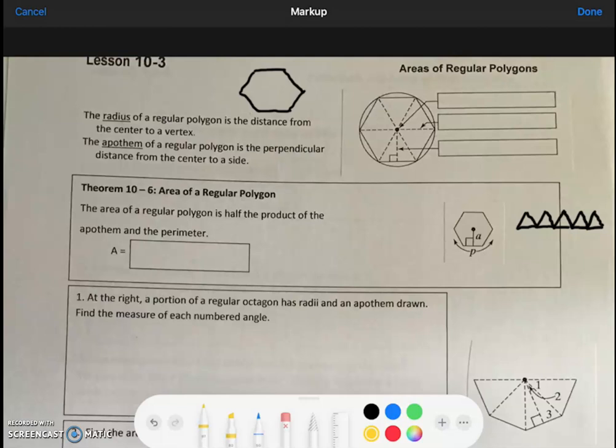Okay, we are looking at the notes for lesson 10-3, the area of regular polygons. So this could be a five-sided figure, six-sided figure, eight-sided figure, but it needs to be a regular figure, meaning all the sides and all the angles are the same. So if it's a five-sided figure, it is a perfect pentagon or a hexagon, where all the sides and all the angles are the same, regular.